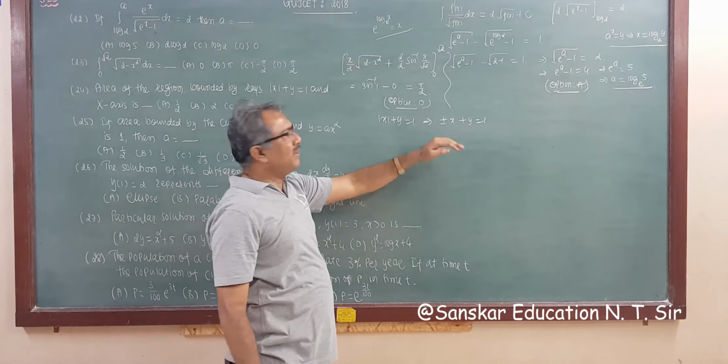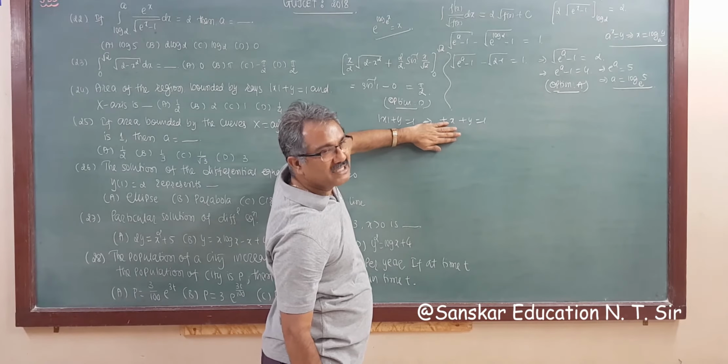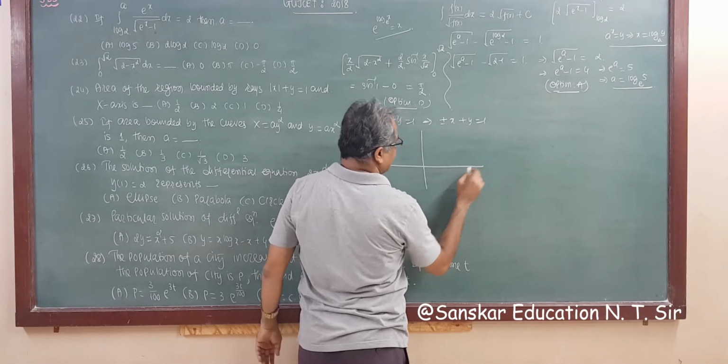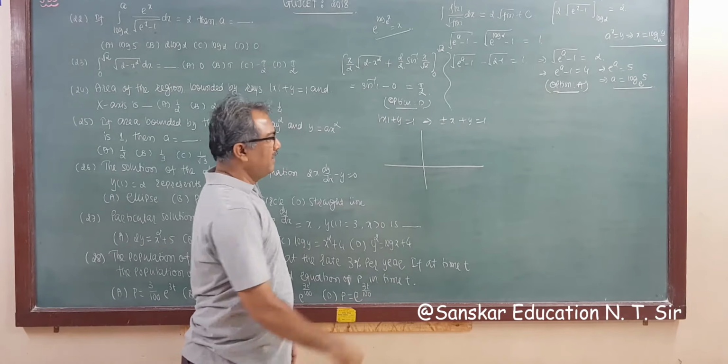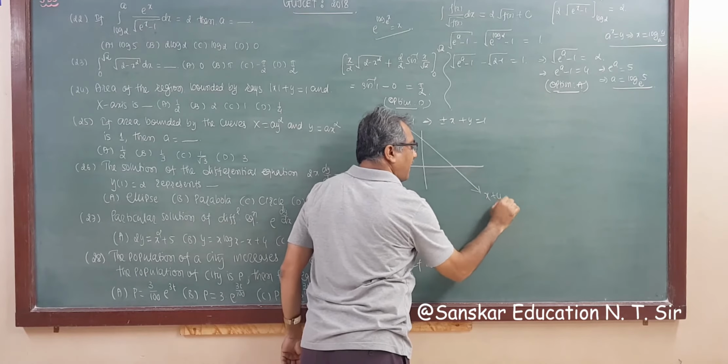Now, if we draw a graph of this, x plus y is equal to 1, right? I am taking the plus value. Then the graph of x plus y is equal to 1 is like this, right? So this is the line x plus y is equal to 1.